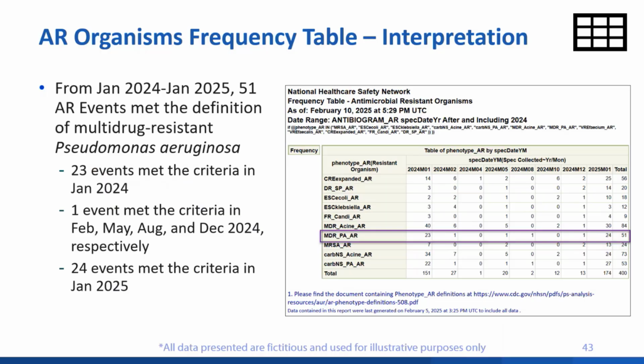To interpret the output in this screenshot, from January 2024 to January 2025, 51 AR events met the definition of multi-drug resistant Pseudomonas aeruginosa as defined by the NHSN AR option. 23 events were reported in January 2024. 1 event was reported in February, May, August, and December 2024, respectively, and then 24 events were reported in January 2025.